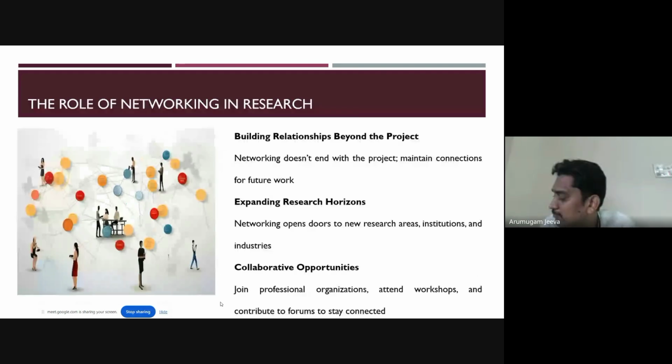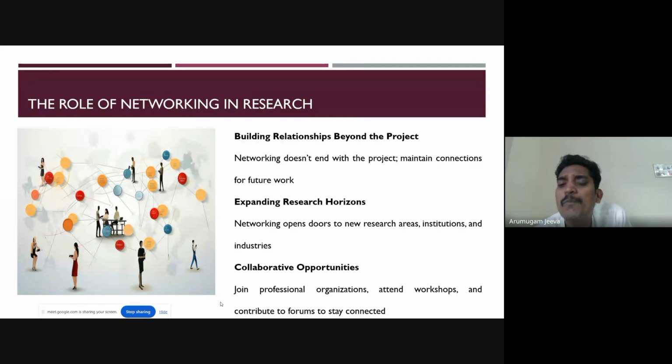Networking in research. Again, this networking plays a vital role in having very good peer communication. It helps to build a strong relationship beyond the project. Networking doesn't end with the project, it maintains the connections for future work too. You may be elevating your research project to various extents. For that, networking really works out very well if we have a proper relationship with the people we are working with, and it expands our research horizons too.